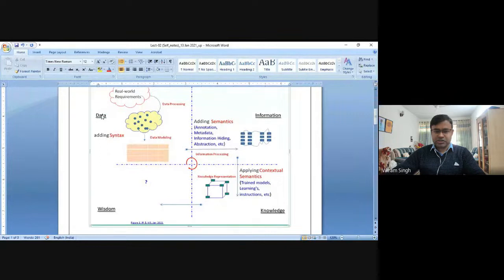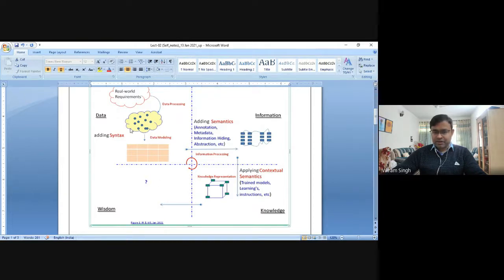So the first dimension is data. Next one is information, then we have knowledge, then at last wisdom. Wisdom is something which is not yet established, that is, which system is working for processing wisdom, or which system is generating wisdom as output. So that's why I have kept a question mark here in the fourth quadrant.